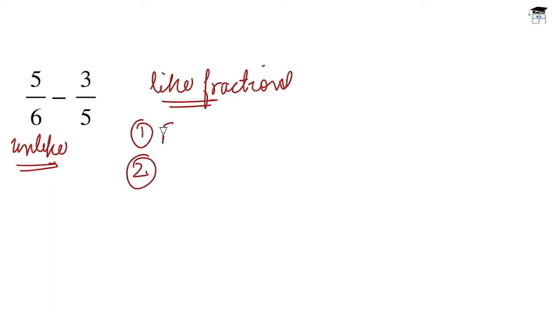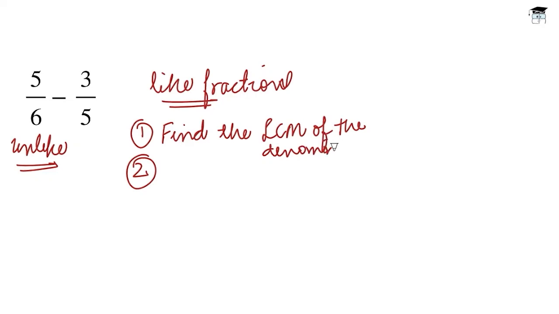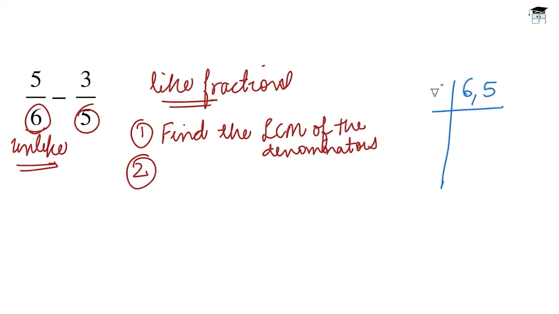What was the first step? The first step was to find the LCM of the denominators. So let's do that. The LCM of 6 and 5 is going to be what? It's going to be 5, 1, 1. So the LCM of 6 and 5 is going to be 30.